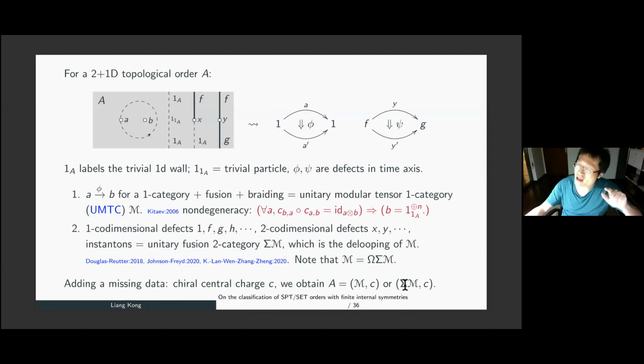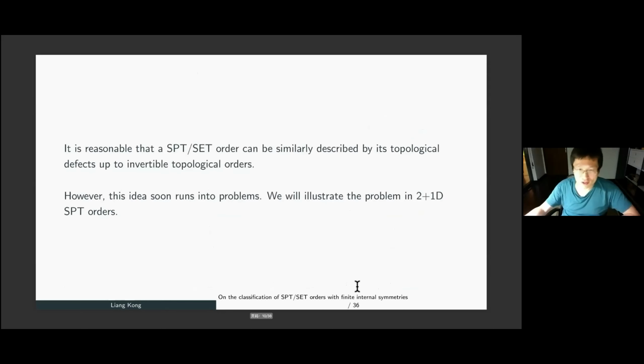What does this mean? This means that you can describe a topological order by the internal defects inside the topological order, up to something. That's called up to a central charge. Okay, I will ignore that. I will just focus on this part of the description of the topological order, which is given by topological defects.